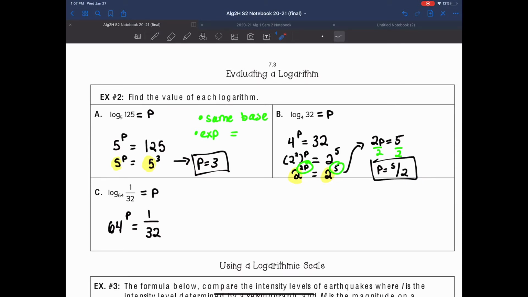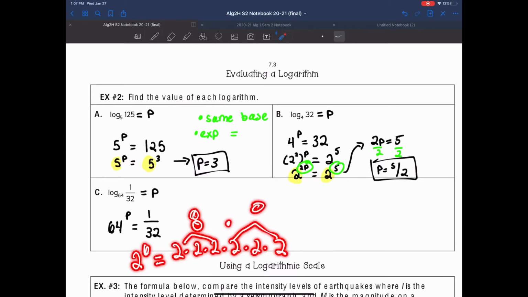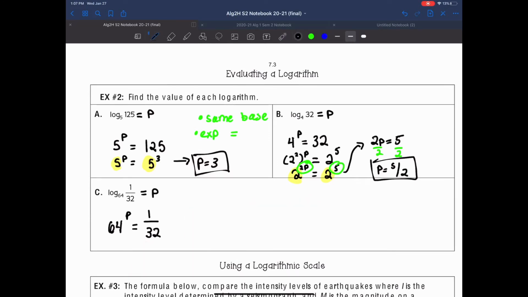Well, again, 32 is 2 to the power of 5. So let's think about whether or not we can make 64 a base of 2. We do know that if we were to raise 2 to the 6th power, that would be 2 times 2 times 2 times 2 times 2 times 2, which would give you 2 times 2 times 2, which gives me 8, and 8 times 8 does give me 64. So 2 to the power of 6 is something that we could rewrite 64 as. So I could say 2 to the power of 6 raised to the p is equal to 1 over 32, which can be written as 2 to the power of 5.